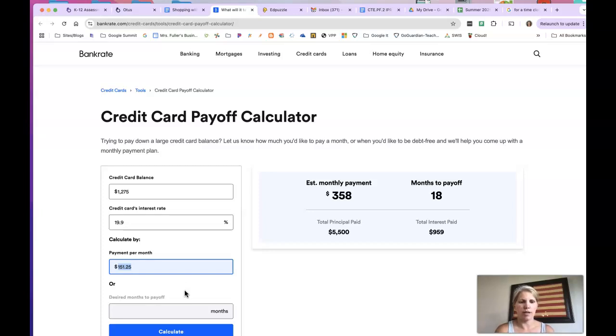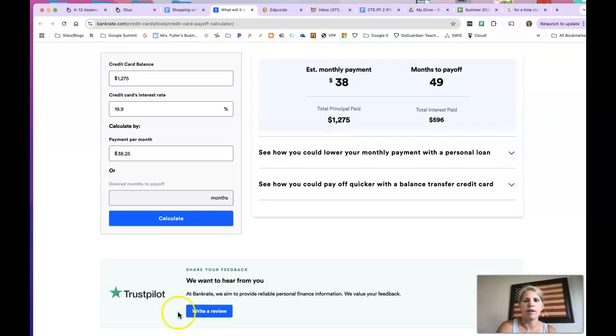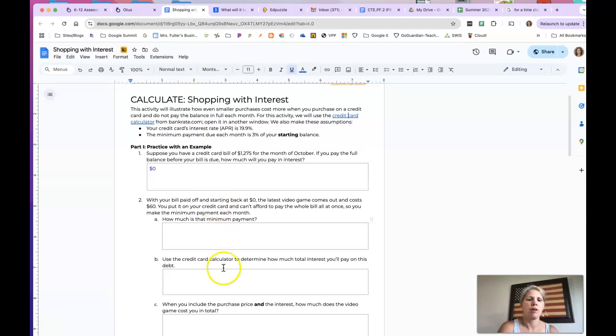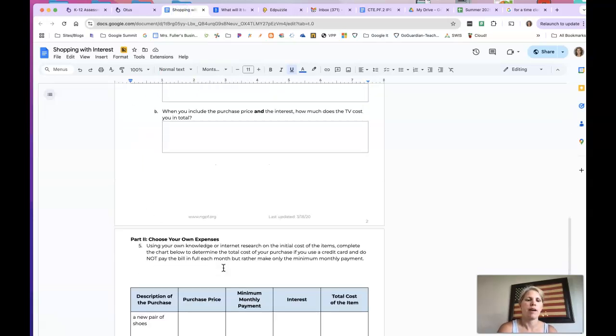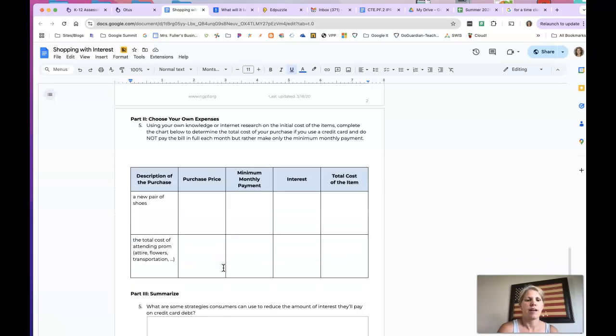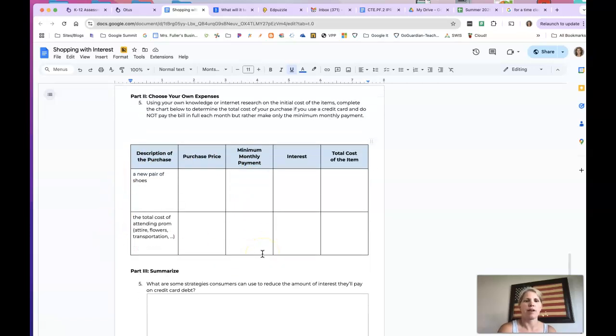So I just took that times 3%, so 38.25, and then if I click calculate, here's all the answers you're going to need to complete number 2. As your balances change, you just do the same thing to complete that. And then on number 5, it's just you finding some of your own items and using the calculator in the same way.